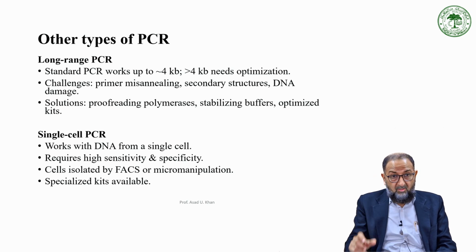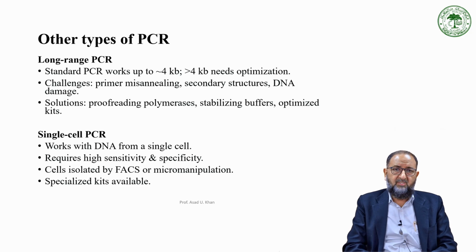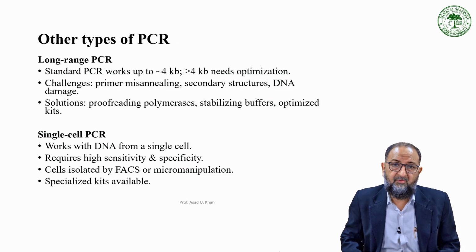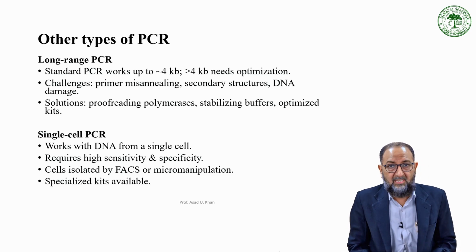Then we have other types of PCR. These are all variant PCRs where we can make some variations, and the idea is to provide the best possible product. Standard PCR works up to 2 to 4 kilo-base pairs, and even more base pairs can be achieved with optimization, depending upon the template DNA and the type of polymerases used for this reaction.